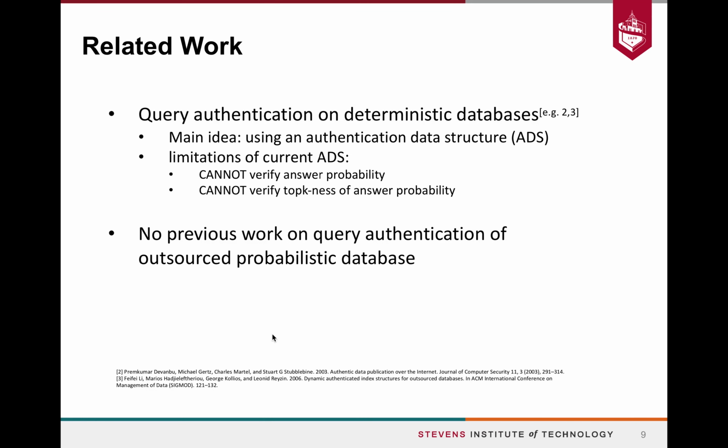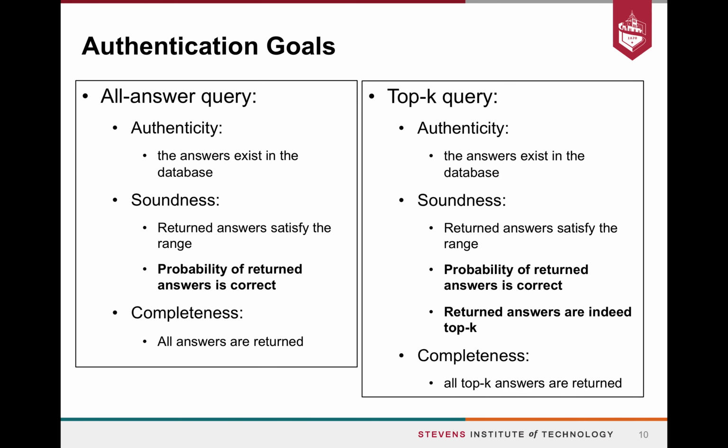There exists some work which focuses on query authentication on deterministic databases. The main idea is to build an authentication data structure, or ADS in short, to generate proof for all the queries. But since they do not consider the probability of the answers, they do not work for probabilistic databases. So in this paper, we consider the following authentication goals.